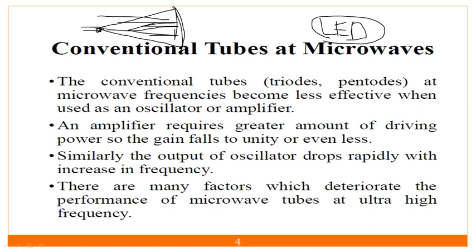So likewise, the devices previously used to generate microwave frequency, to amplify or to oscillate, are nothing but triodes or pentodes. Three terminals are there and five terminals are there, like this. We are using that, but what is happening in this case? There are a lot of losses, a lot of disadvantages, and the desired output we are getting is very less.